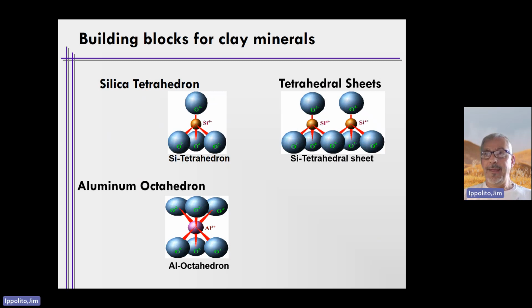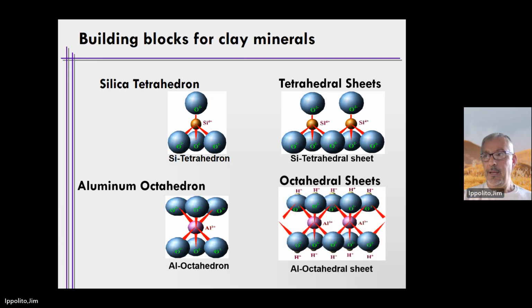The aluminum octahedrons come together, just like the tetrahedrons, to form sheets. The complexity is certainly more complex than the tetrahedral sheet. When the tetrahedral sheets or the octahedral sheets are formed, there's sharing of oxygens between the tetrahedrons that comprise the sheets. So there's sharing of oxygens, and the same thing occurs in the octahedral sheets.